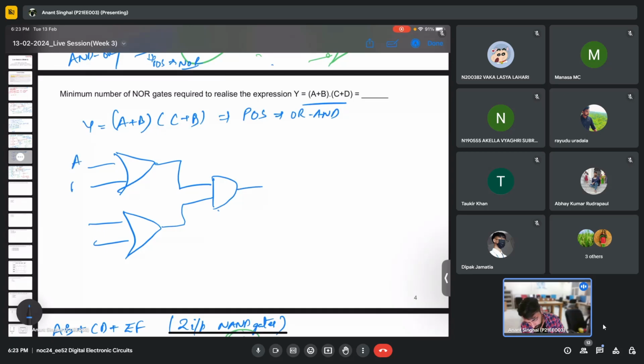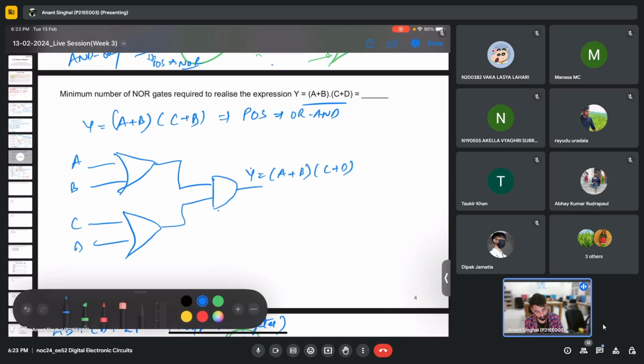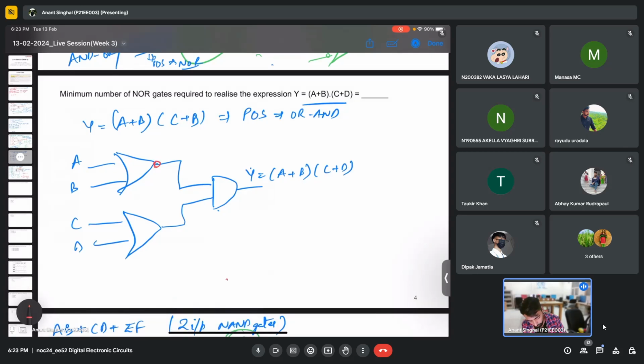So this is A, B, C, D, and this will be Y, which is A plus B times C plus D. And we again quickly do the same thing, doing two NOTs. So this is a NOR gate, this is a NOR gate, and we just need to check this particular gate, which is something like this.